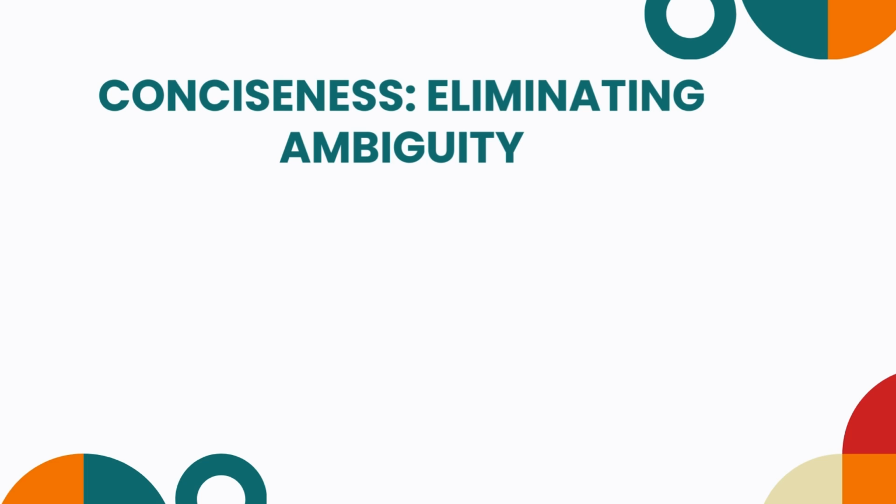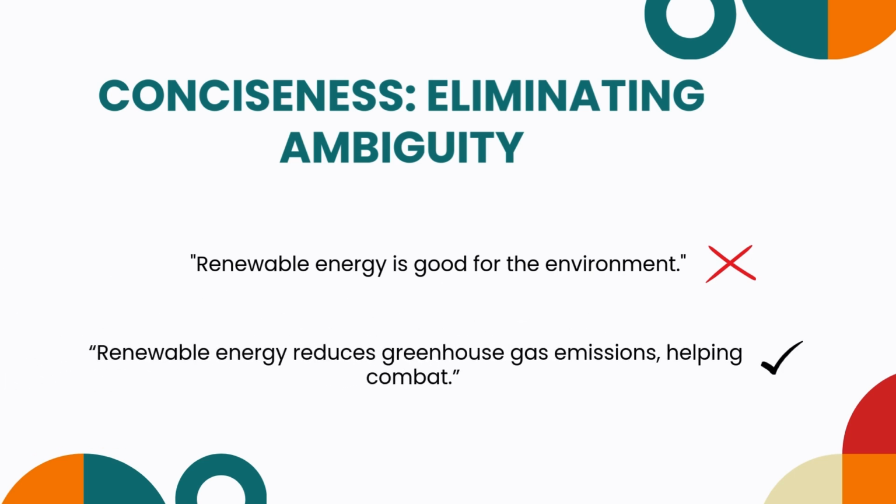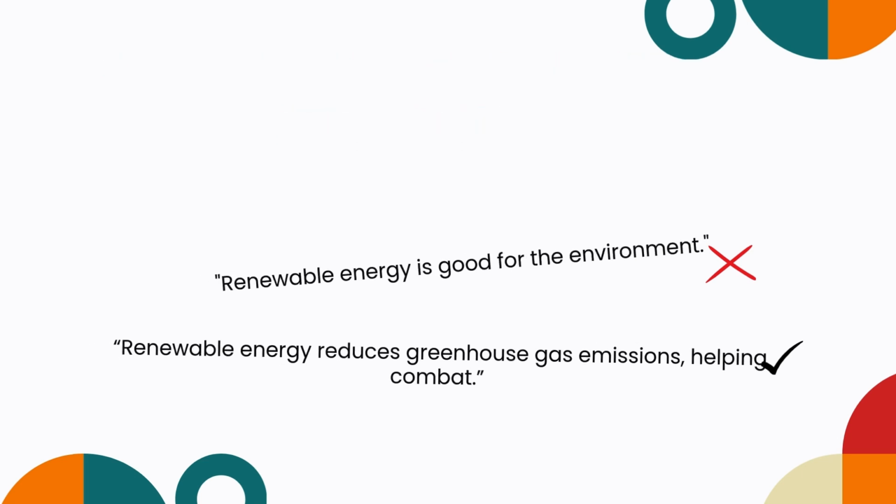Second, eliminating ambiguity. Ali needs to be clear and precise. If he says "renewable energy is good for the environment," that's too vague. Instead, he can say "renewable energy reduces greenhouse gas emissions, helping combat climate change."